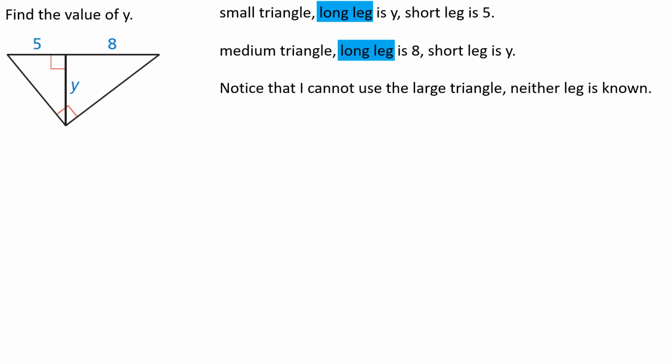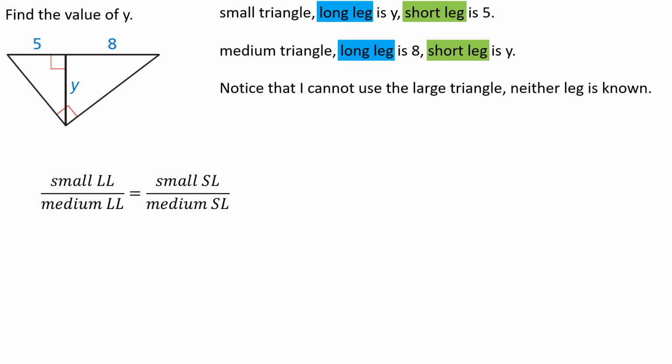Long leg, short leg, we're in business. So I'll put the small triangle long leg over the medium triangle long leg, and then I'll put the small triangle short leg over the medium triangle short leg. Hey, look what happens when we cross multiply. We get y squared. You're getting introduced to the geometric mean.